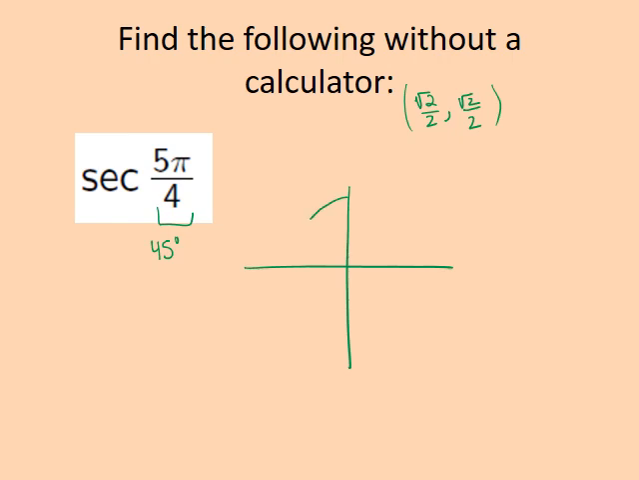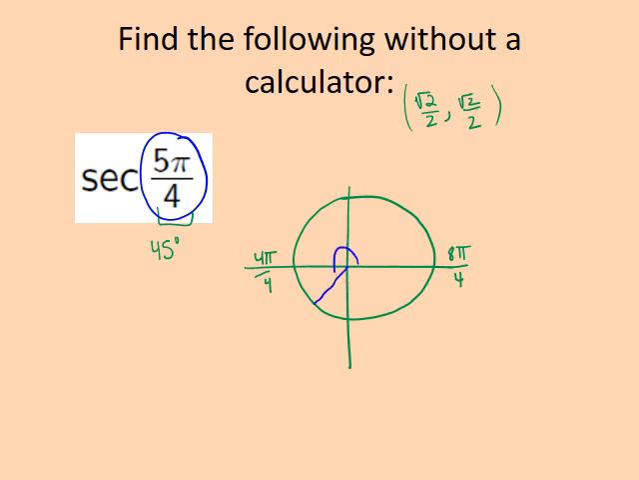Well, because we're over 4, this is going to be 4 pi over 4. That's pi. And 2 pi is going to be 8 pi over 4. Now, since we're trying to graph 5 pi over 4, that's one more than 4 pi. So we're in the third quadrant. Here is our 5 pi over 4.